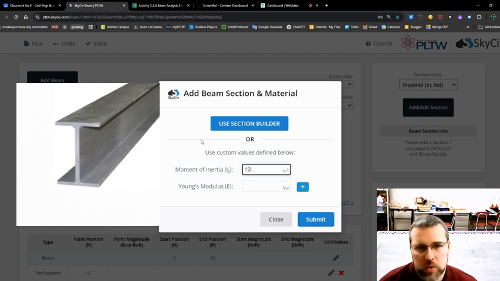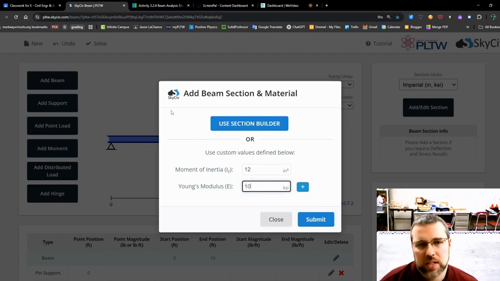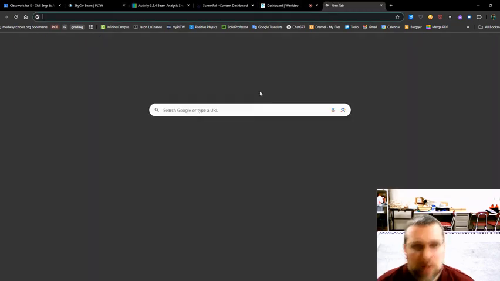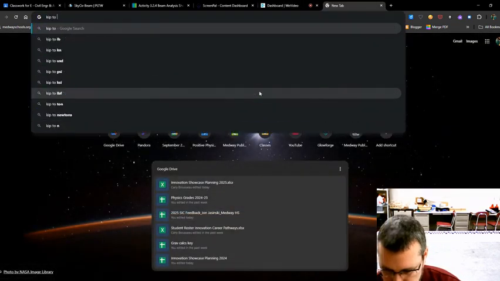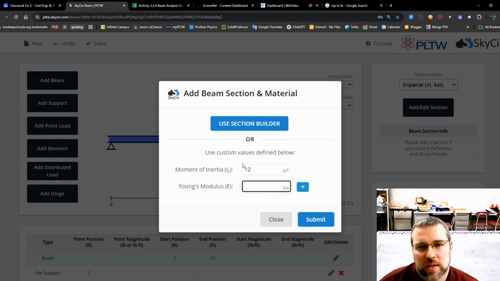Moment of inertia, let's say we used 12 in our example. In the Young's modulus, or modulus of elasticity, we used 10 million. This is kips per square inch. Oh no, what is a kip? Let me make sure. Yeah, okay, 1,000 pounds, of course. So kips are 1,000 pounds. So that means 10,000 kips per square inch. Ah, that's annoying, but okay. Kips per square inch, that's fine.